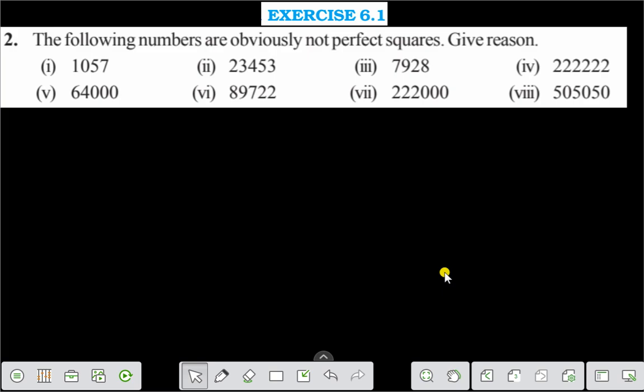Hello everyone. Today we shall discuss exercise 6.1 question number 2. The following numbers are obviously not perfect squares. Give reasons. Let us find the reason behind this.